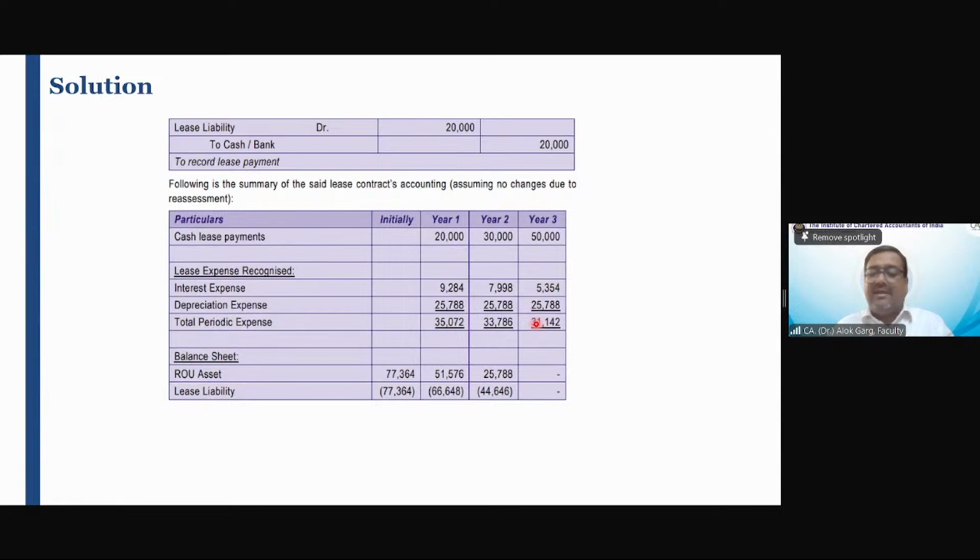Do I need to repeat these accounting entries? Yes or no?